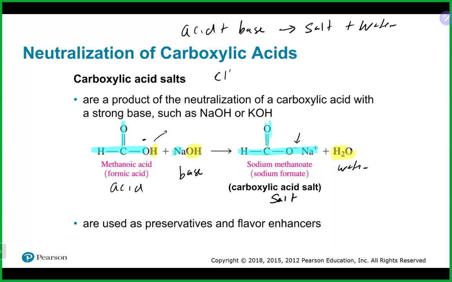Just switching partners, as we just wrote it in formula form here. Over CH, right, in this case, plus our sodium hydroxide. So this is our positive and negative, and we're just switching partners here, just like we did before, to make water.